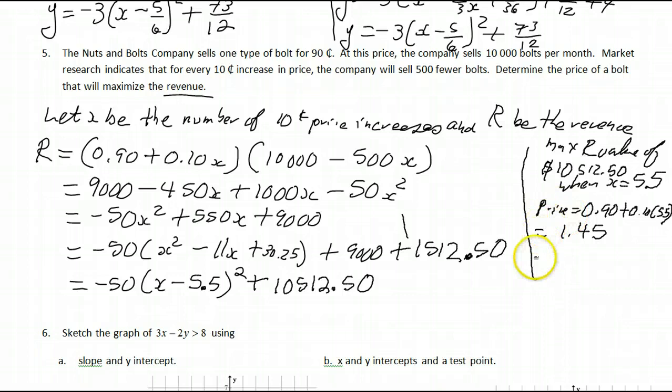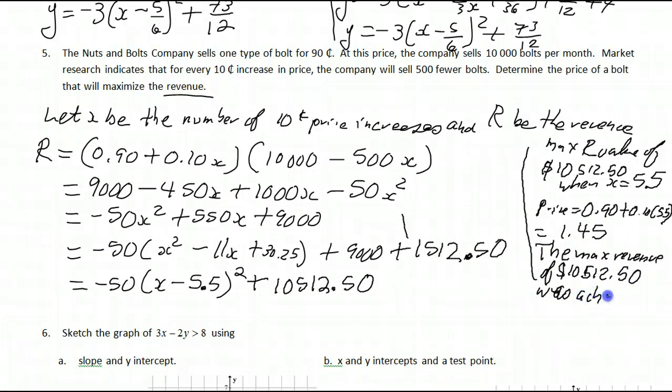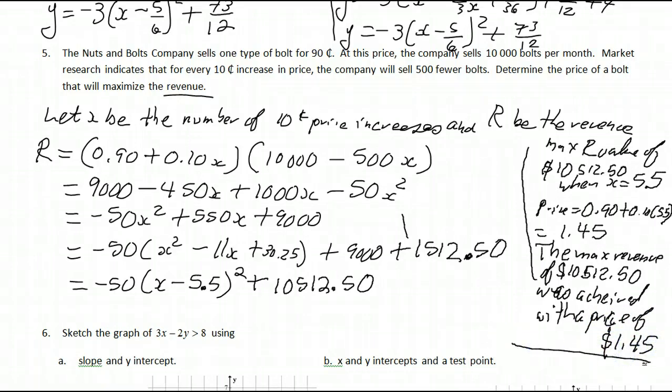Okay, so let's summarize: the max revenue of $10,512.50 was achieved with a price of $1.45. Okay, there we go.